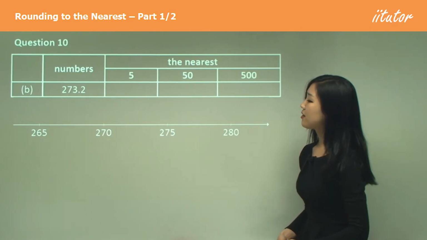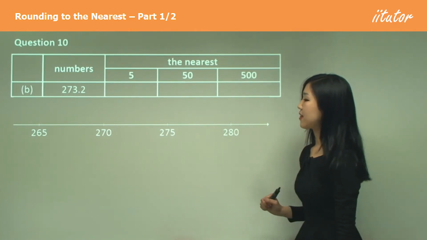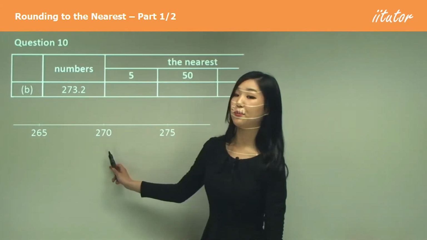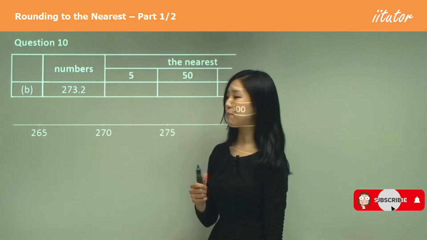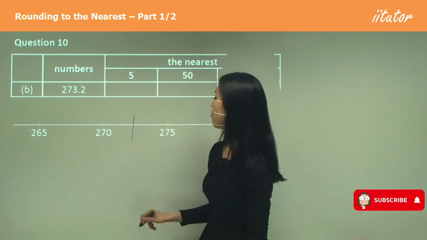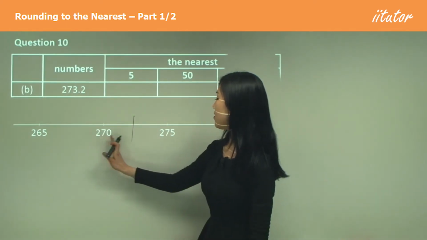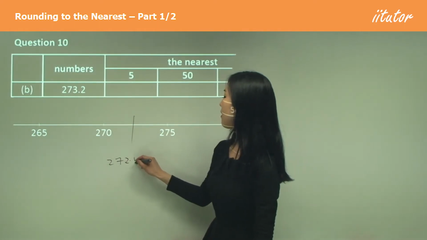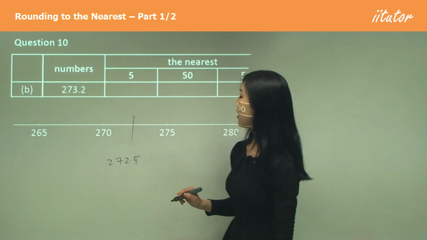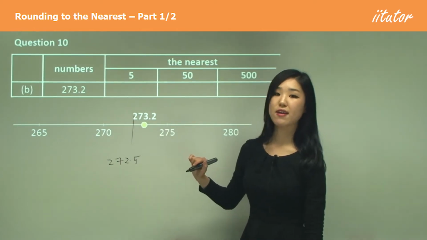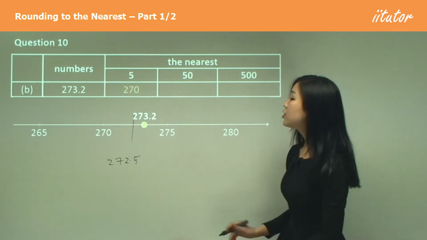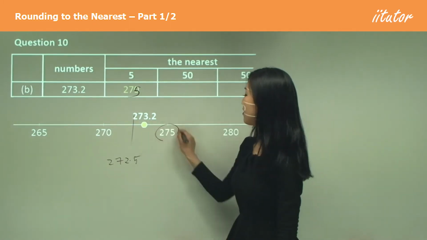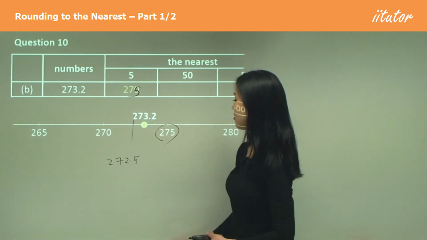Now B, the nearest 5, we're going to go up by 5s like that. And 273.2 is going to lie between here. And again, think about where the halfway mark is if you're confused. So the halfway mark, it's going to be between 70 and 75, so 272.5. And you can see 273 is somewhere over to the right of that. So therefore it's closer to 275. Whoops, that's a little typo. Don't make that mistake. It's definitely closer to this one, isn't it? So watch out for the typos.